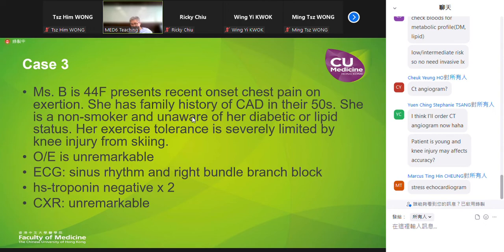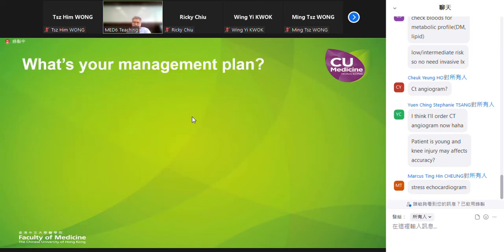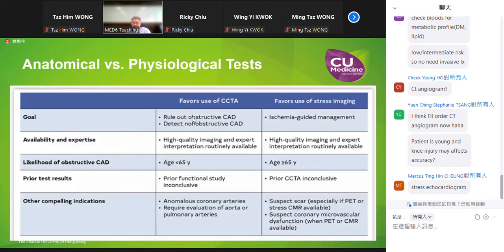You can do a stress echo. You can do a pharmacological stress echo. Okay, you can do that, so it's perfectly fine. You can do a stress MRI if you want to. You can do a stress nuclear test. You can do that, or you can do a CT angiogram. So you can do it either way. I'm not saying there's one right or wrong answer, but these are the things that would favor one or the other.